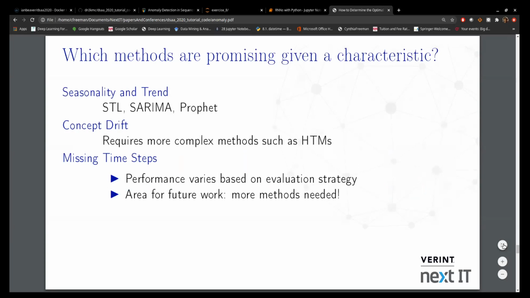So in our experiments, for seasonality and trend, decomposition-based methods perform better than the other methods we have discussed. Recall that STL breaks the time series apart into a seasonality, trend, and residual component, and the residual component is what is analyzed for anomaly detection. Prophet is also a decomposition-based method, but a component specifically built for seasonality and trend.